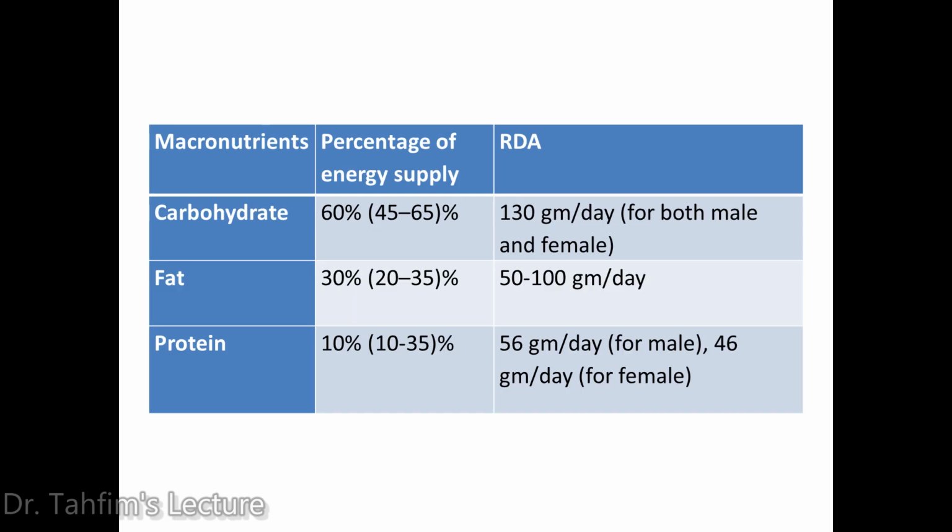Okay, this slide shows that of the total energy we require, 60% should come from carbohydrate, 30% of total energy requirements should come from fat, and 10% of total energy requirement should come from protein. Okay, here the RDA of carbohydrate, fat, and protein is also given. You can have a look.